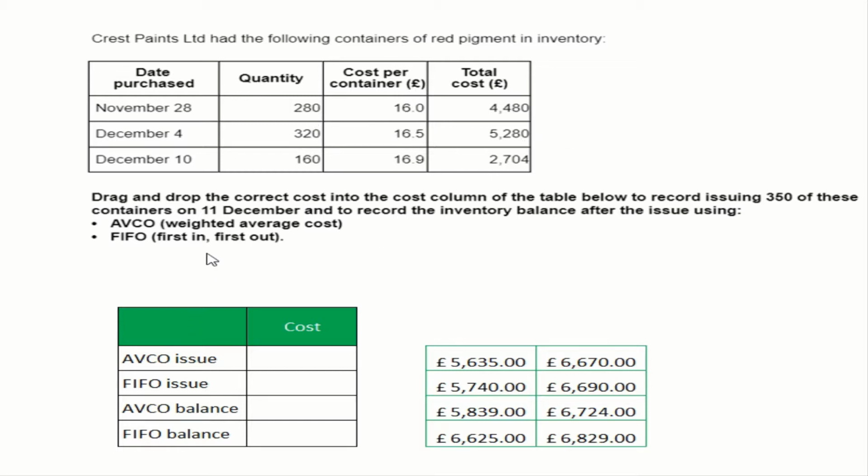And then it asks you to drag and drop the answers from these boxes here into the AVCO issues, the FIFO issues, the AVCO balance and the FIFO balance. But what we're going to do is type them in, because I've just quickly made this in Excel. So without further ado, we will now have a look at how we're going to work out the AVCO issue.